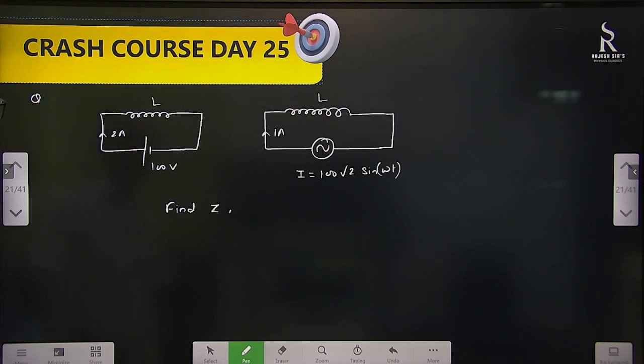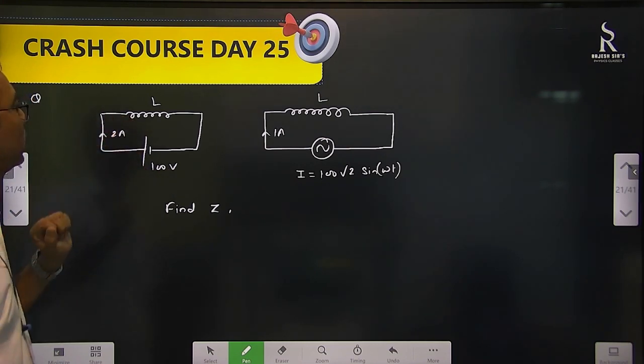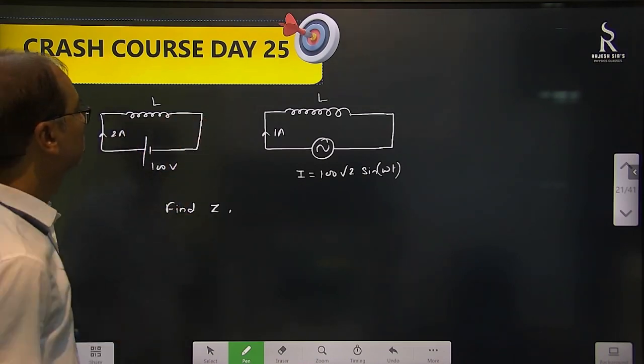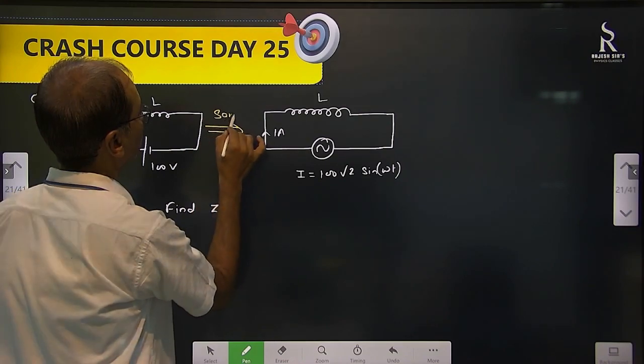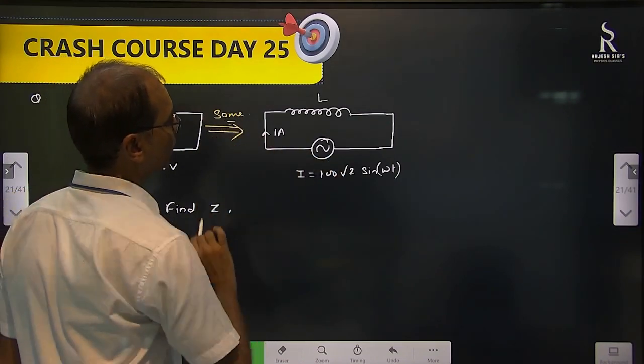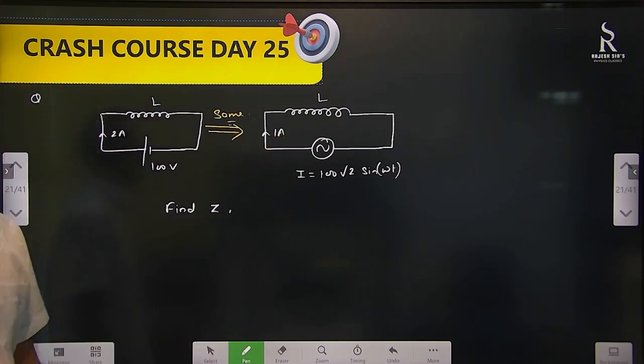Okay, see this now. There is an inductor which is connected across DC of 100 volt, and 2 ampere current is going. The same inductor, when connected across AC of 100 root 2 sine omega t, has 1 ampere current flowing through it. The question is asking you to find the Z value. Okay.